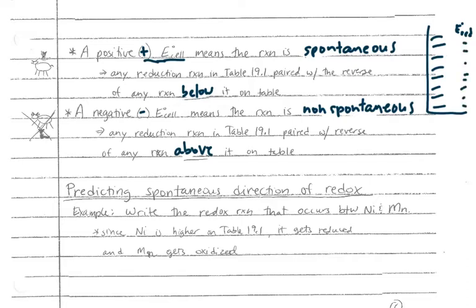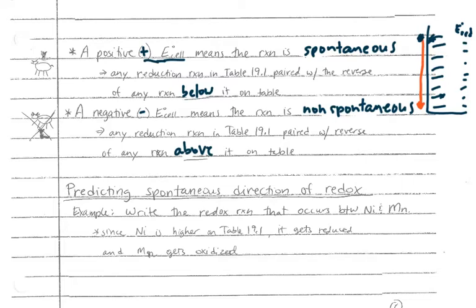All right, so anything that is higher up on the table is easily reduced. And as we go down the table, these are things that are less easily reduced. The opposite of reduction is oxidation. So down here, these things are easily oxidized, and up here, these things are easily reduced. So anytime you pair a reduction reaction that's higher on this table than the oxidation reaction, that will happen spontaneously.